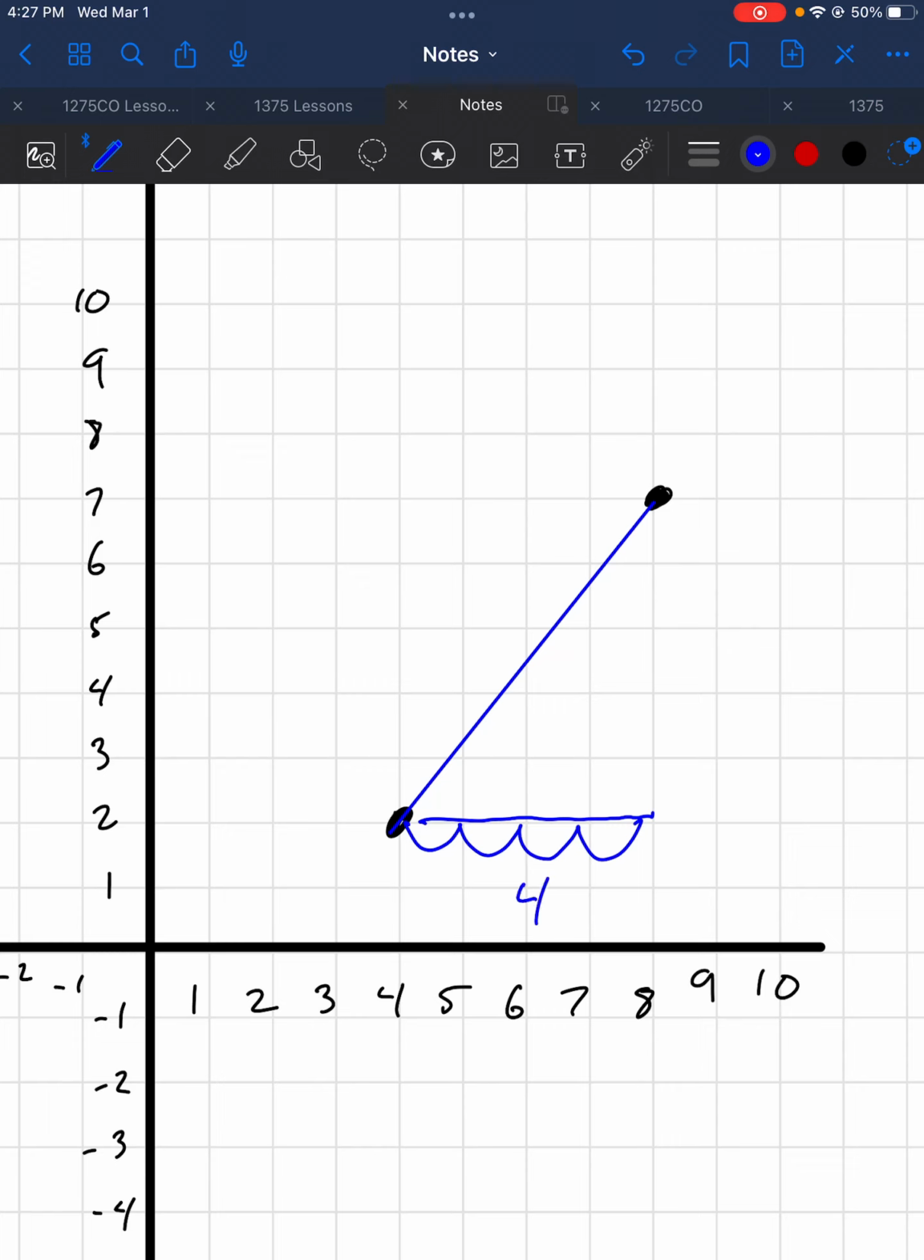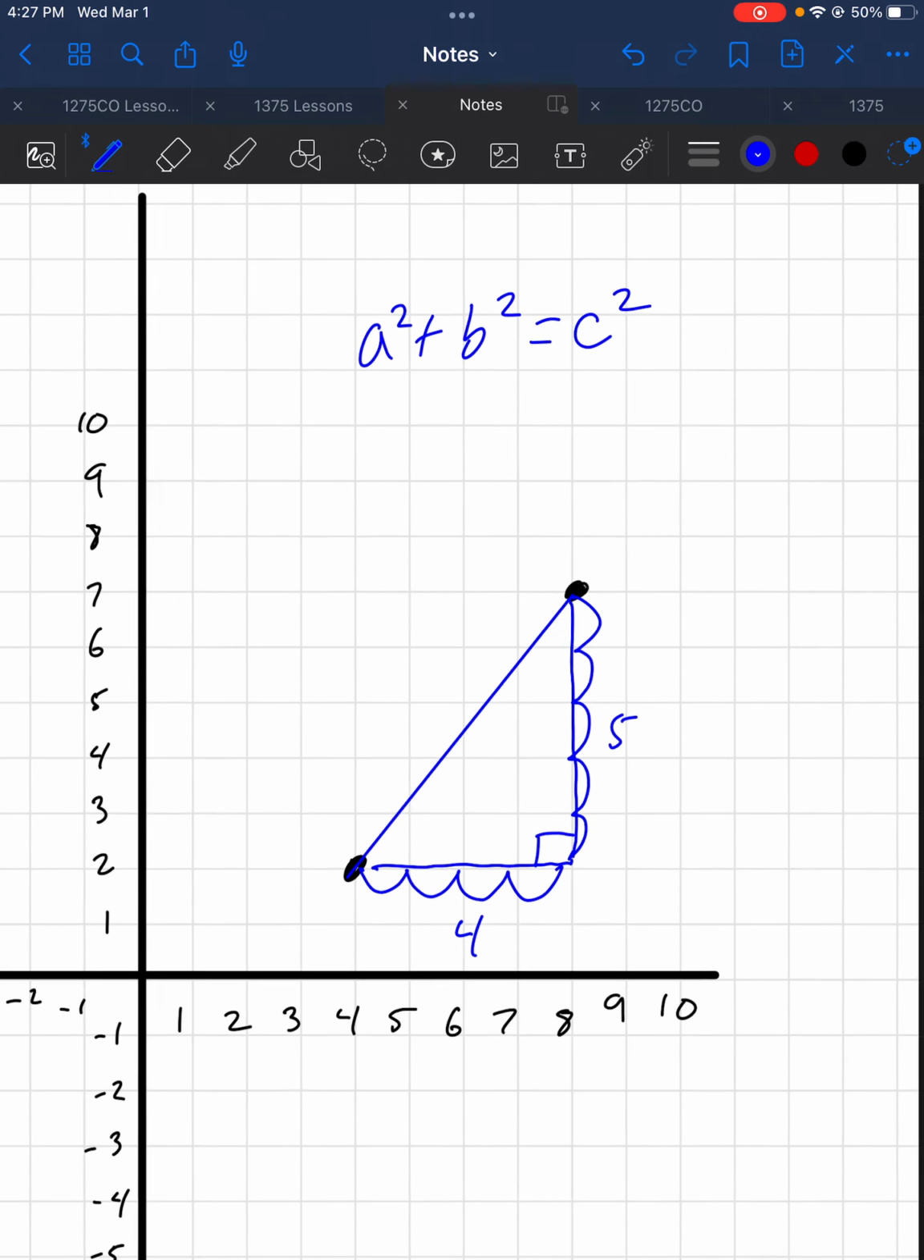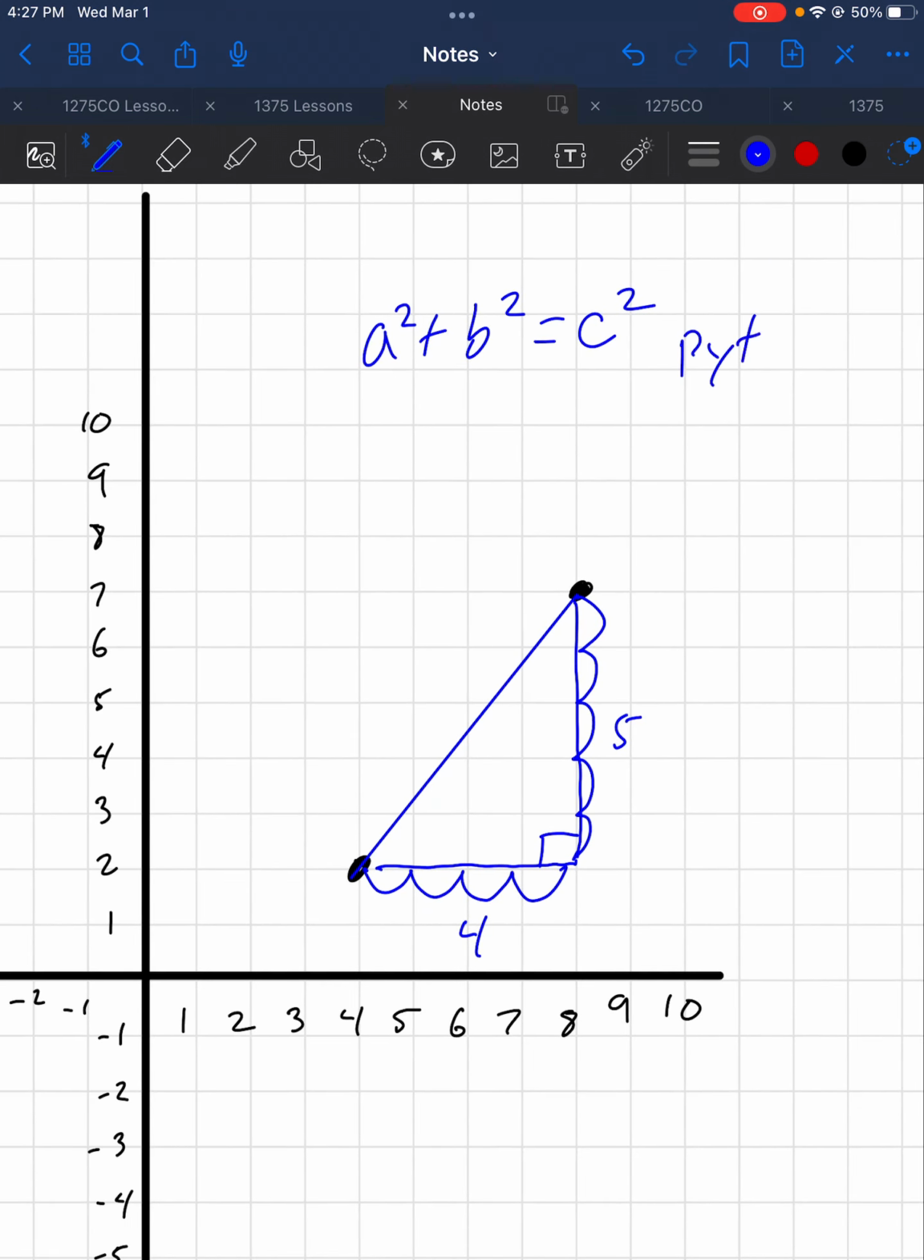This horizontal line has a length of 4. We can count these boxes, 1, 2, 3, 4, 5. This horizontal line has a length of 5. And what we have created here is a right triangle. A right triangle has the famous formula that goes with it, a squared plus b squared equals c squared. Right? This is the Pythagorean theorem.